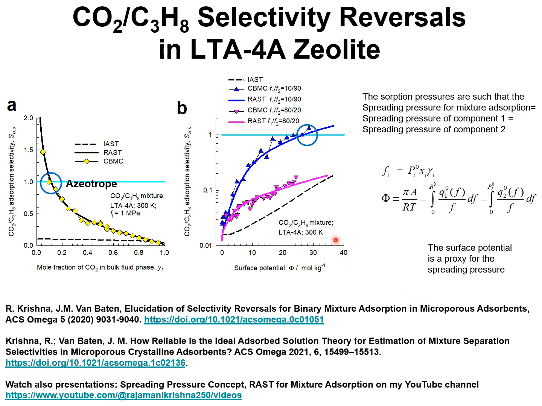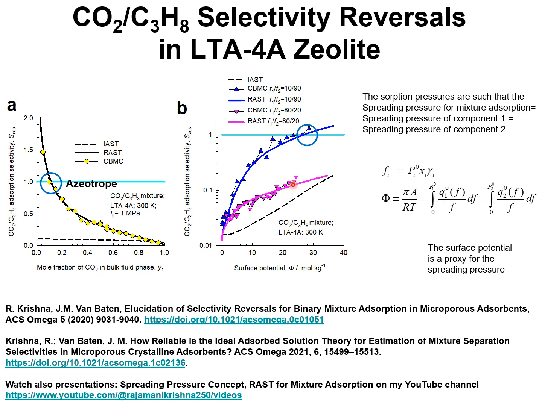If the mixture were to behave ideally, the adsorption selectivity of CO2 with respect to propane would show a unique dependence on the surface potential that is a proxy for the spreading pressure. And this IAST prediction is indicated by the dashed line. In reality, we have strong deviations from the estimates of the IAST. Indeed, for 10-90 mixtures, we have selectivity reversals at this surface potential value of, say, 28 moles per kilogram.